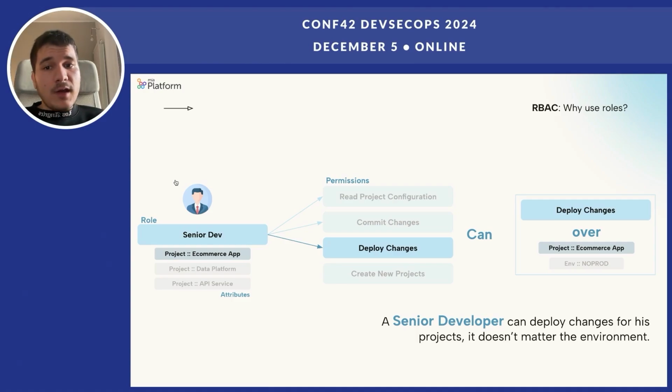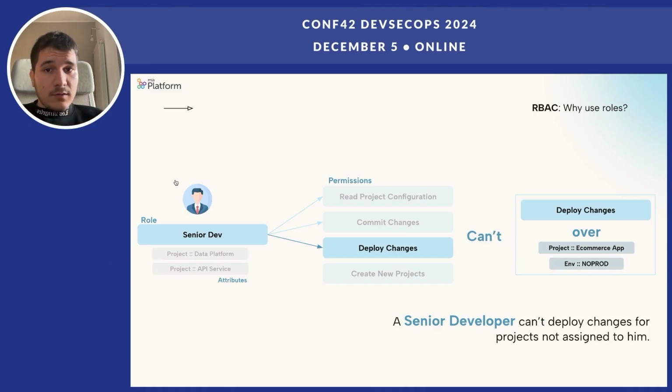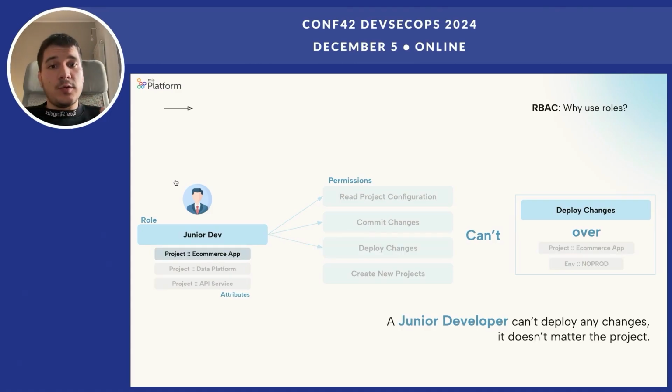In this case, a senior developer, having the permission to deploy as a part of their role, will be able to deploy to any environment for the projects they are assigned to. On the other hand, the same senior developer will not be able to deploy anything to projects they are not assigned to. In other words, even if they inherit the deploy permission from their role, if they don't have the project attribute associated, they will not be able to deploy any changes to that project. Now, let's analyze the case of a junior developer. They don't have the permission to deploy, so it doesn't matter which projects they are assigned to. They will not be able to deploy any changes to those projects.